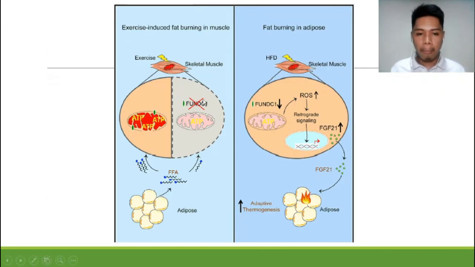So, as we can see here in this illustration, the total removal of FANC1 resulted to the dependence of the mice models in utilizing ATP, meaning they are dependent in glucose metabolism. And as for the FANC1 deficiency, it initiated adaptive thermogenesis where the glucose metabolism was regulated and the use of adipose tissues were regulated.